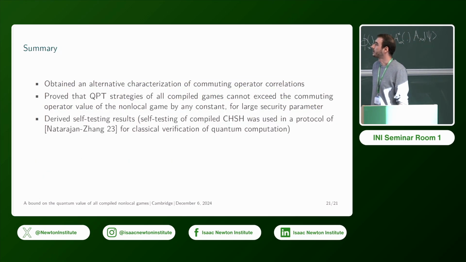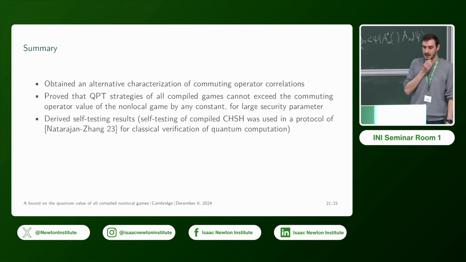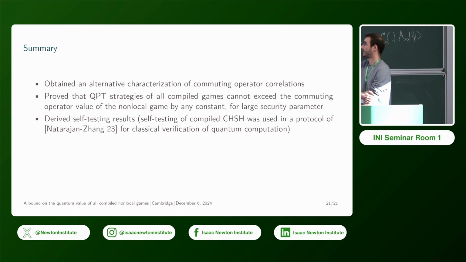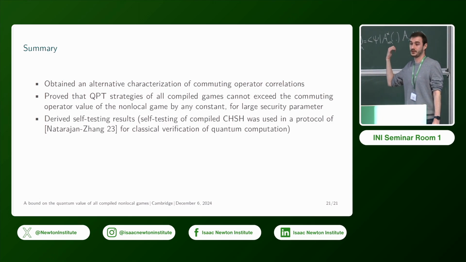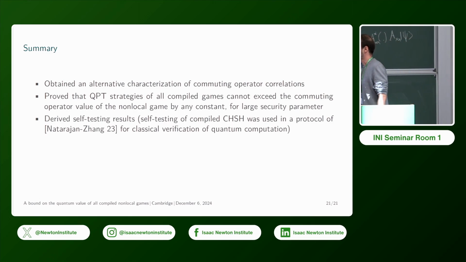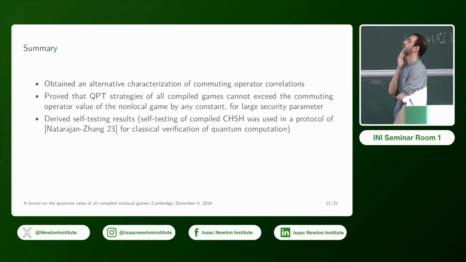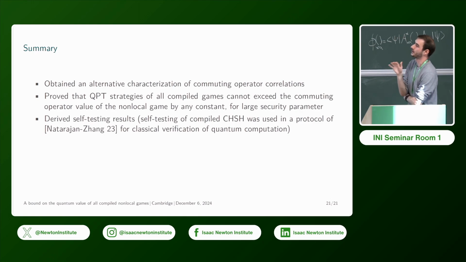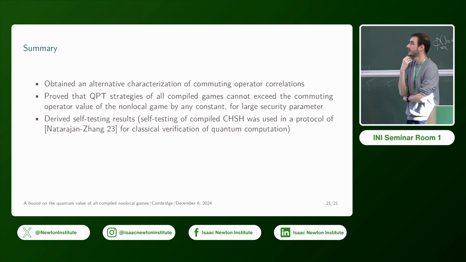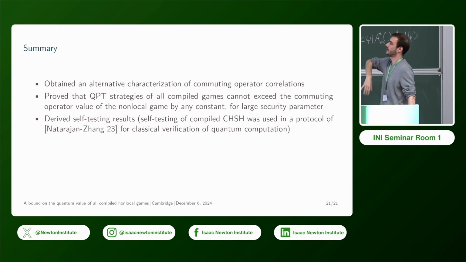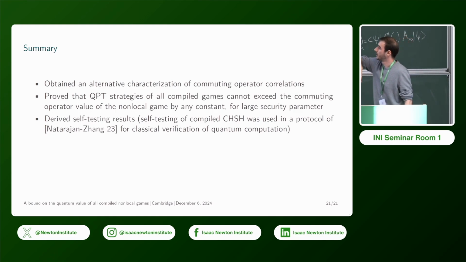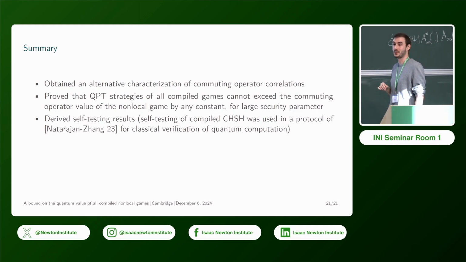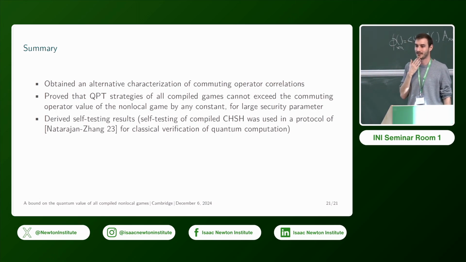Okay, very good. So what did we do? So we found an alternative characterization of commuting operator correlations by considering this strong non-signaling condition, then we proved that the quantum polynomial time strategies for the compiled game cannot exceed the commuting operator value in the security parameter. So if this goes to infinity. And then from this result, we actually found some self-testing results. And I should say that this compiled CHSH game was already used to find a new protocol for classical verification of quantum computation, which was the first thing I was talking about that would be nice to have, right?